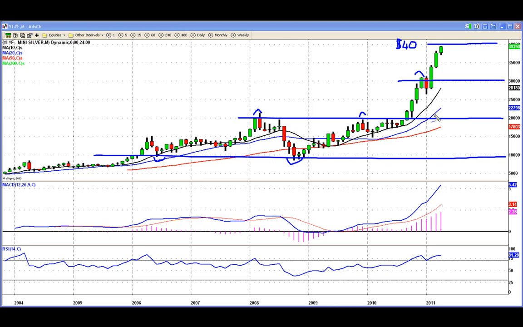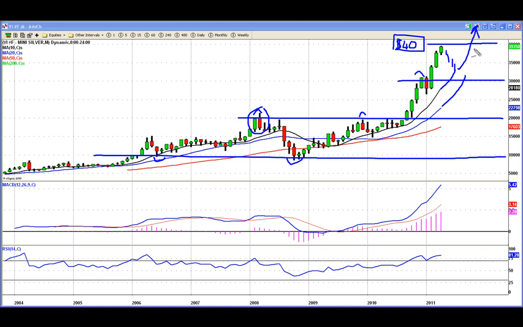Price stalls there or does something vis-a-vis that rejectional candlestick, where we've got a nice little pullback in price. We are extended, and we're running up into another very big psychological number, which is $40, which may very well be the catalyst that causes price to pull back, waiting for these moving averages to catch up before the next assault on, say, $50 or $60 an ounce occurs.